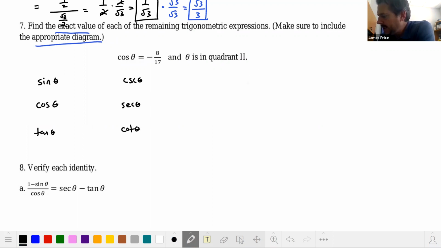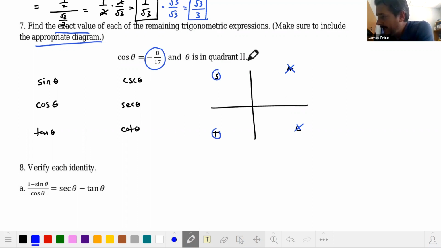And to find these, I'm going to do the same thing we've been doing. All Students Take Calculus. So we'll figure out where the angle lives. And so notice the cosine of the angle is negative, so it can't live here and here. So you have 2 choices now, the second or third quadrant. And it tells you theta is in quadrant 2. So when we draw our theta, here's our theta here in quadrant 2. And you see, you get this little right triangle.